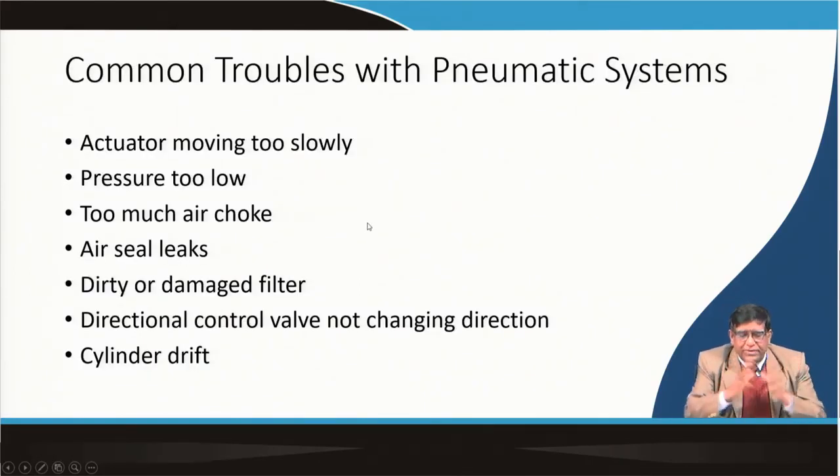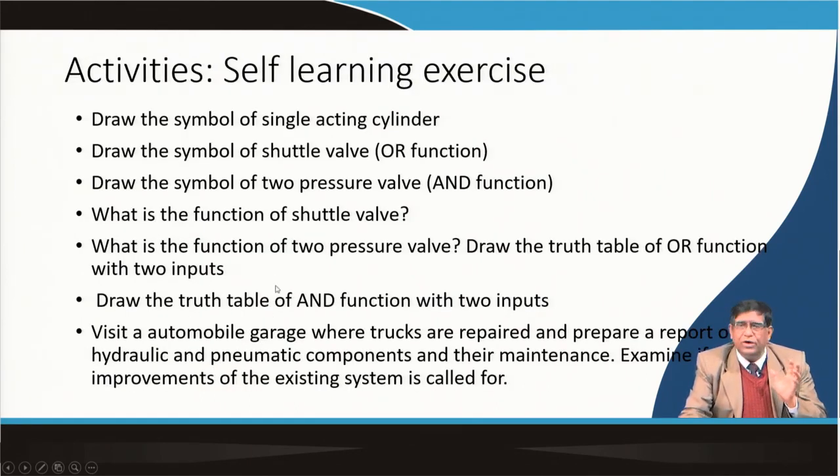So, there will be different types of troubles in pneumatic systems. That exactly you need to know when you go to study mining machinery. There could be the actuator moving very slowly, pressure too low, too much air choke, air seal leak, dirty or damaged filter, directional control valve not changing the directions, cylinder drift. These types of problems are there. So, you will have to do the troubleshooting, how you can do.